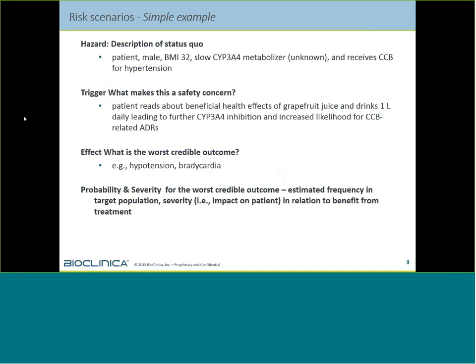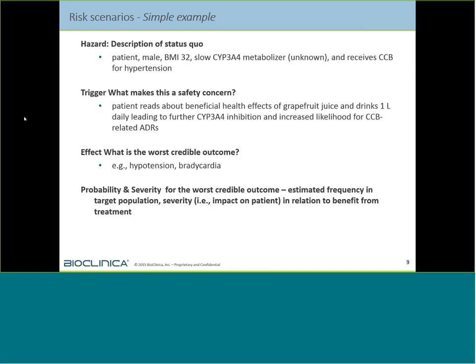Here's a simple example. The hazard is that there's a patient, and he's male. He has a BMI of 32, so he's a bit heavy. He is a slow CYP3A4 metabolizer, but he doesn't know it and the environment doesn't know. He receives a calcium channel blocker for hypertension. At a certain moment, this patient sees that grapefruit juice is healthy, and he's going to drink quite a lot of grapefruit juice daily.